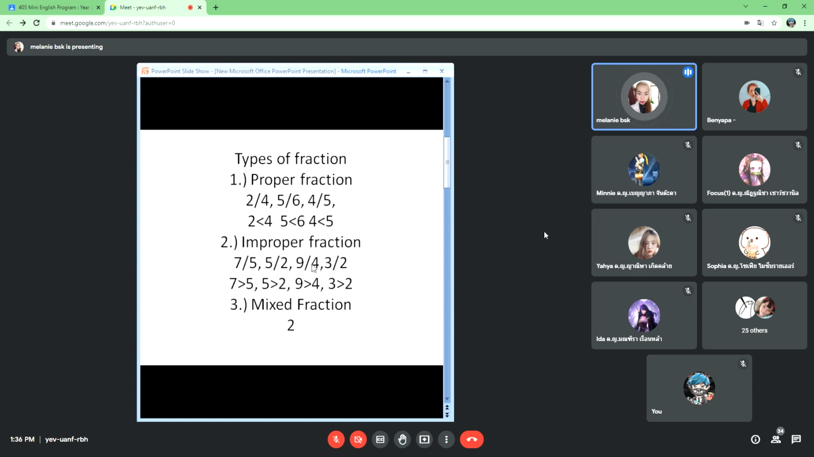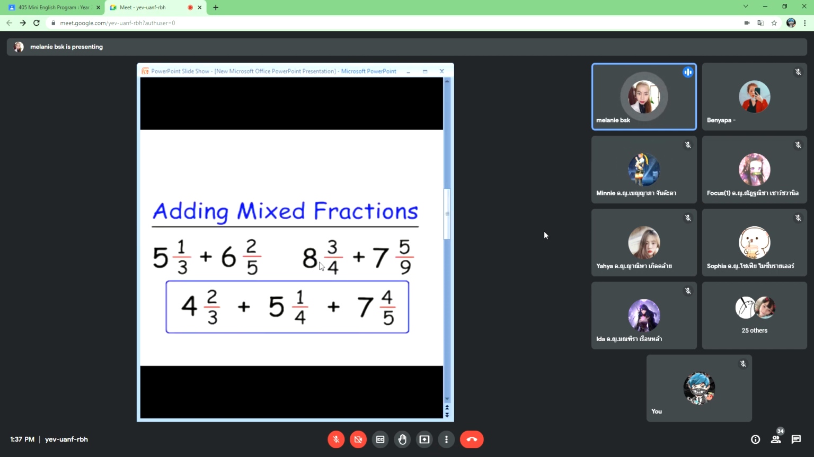How about 9/4? 9/4 is an improper fraction, because 9 is greater than 4. The numerator is greater than the denominator. Next, we have 3/2. It is an improper fraction, because 3 is greater than 2. Do you understand, Minnie? Yes.